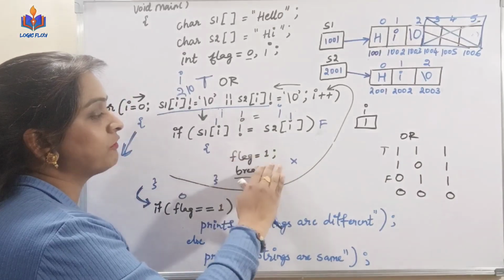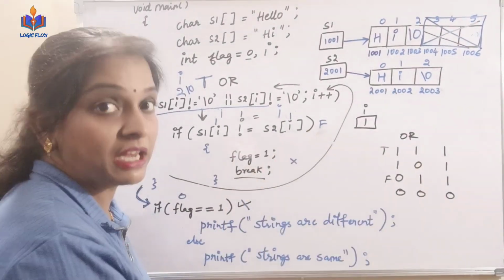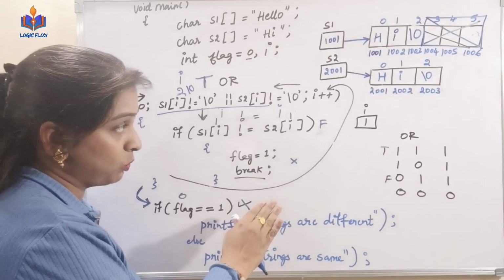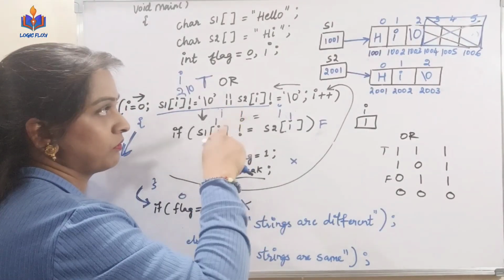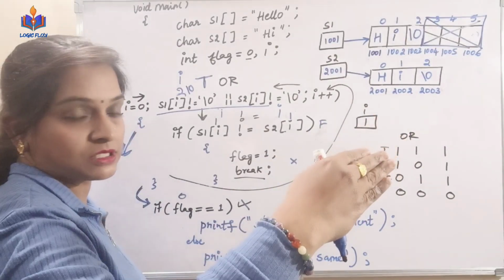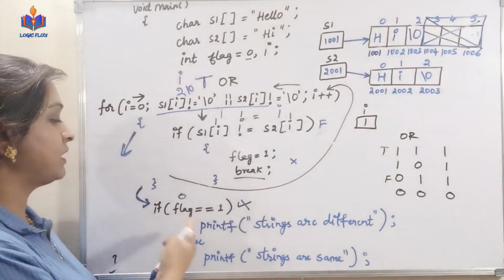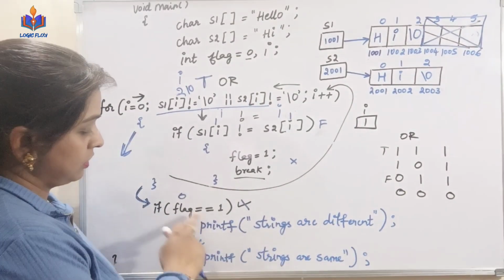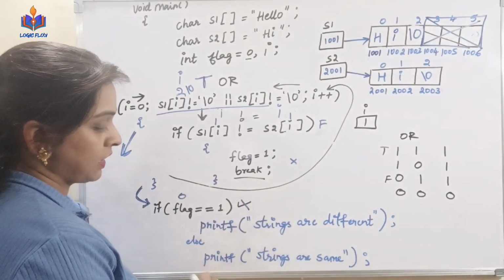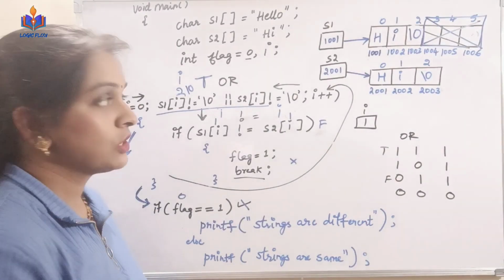it means I have to set the flag to 1. I need not proceed with remaining characters. I have to break the loop. If it is equal, this block will not be executed. It goes on with remaining characters. So then the loop terminates, then the flag will be 0 itself. Then I say, is 0 equal to 1? No, so I say strings are same. So this is the dry run.